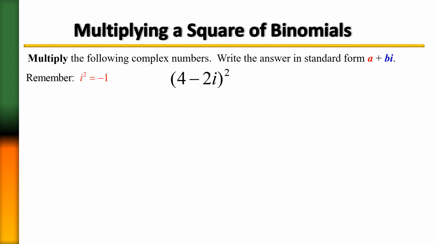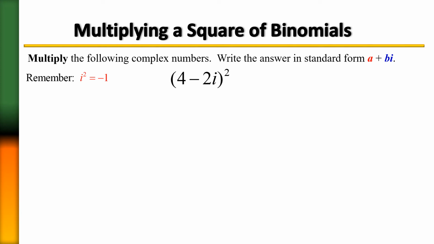But again, I'm going to use the square of binomial formula just to refresh your memory of what that formula involves. Recall, to get the first term, you're going to square the first term within the binomial, so 4 times 4 equals 16. So my first term would be 16. To get your last term, you also square the last number. The last number there, 2i times 2i, would be 4i squared.